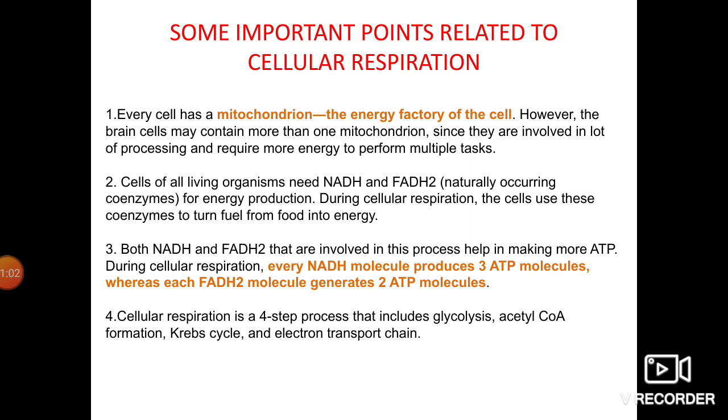Got it? Now, if we summarize the process of cellular respiration, what will we say? We will say that it consists of 4 steps. What are they? Glycolysis, acetyl-CoA formation, Krebs cycle, and electron transport chain. These we have already discussed in detail in the previous slides. So just revise those slides again and try to understand each step properly. Got it? By this we have completed the process of cellular respiration. Hope you have understood. Thank you.